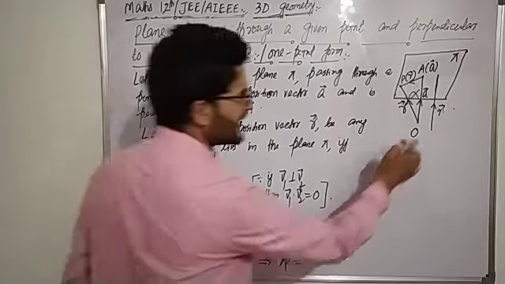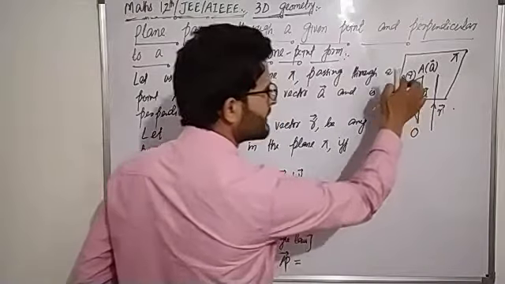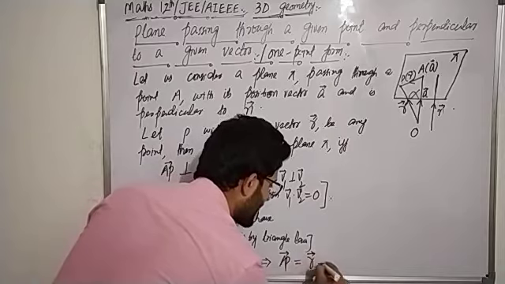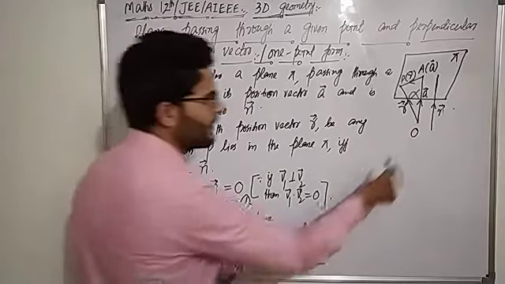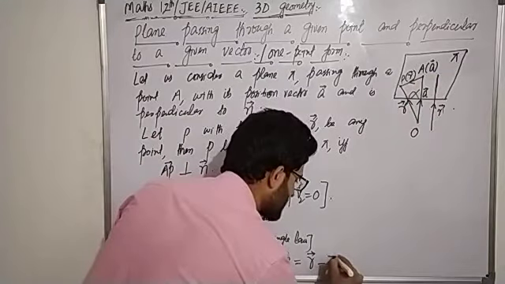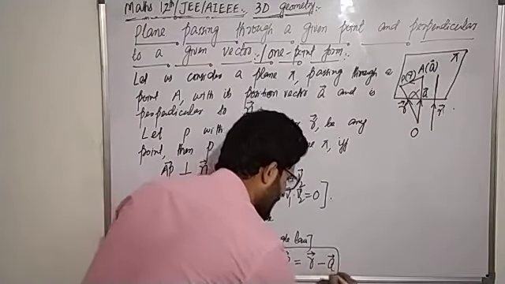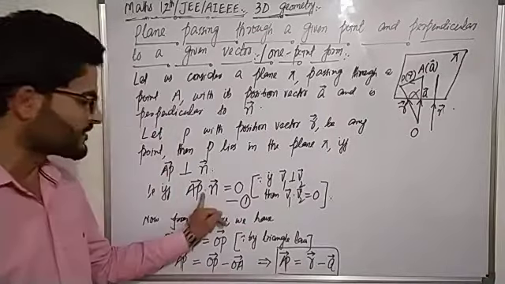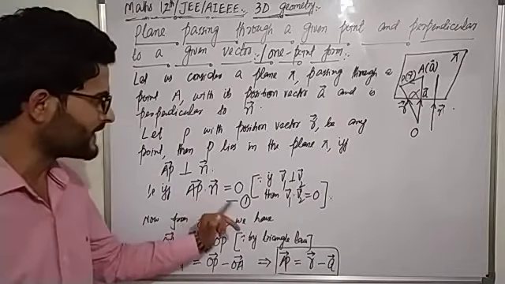OP vector is actually the position vector of point P, and that is small r vector. So small r vector minus OA vector. OA vector is the position vector of point A, so that can be represented by small a vector. So we have got the value of AP vector. Now put the value of AP vector in equation first.